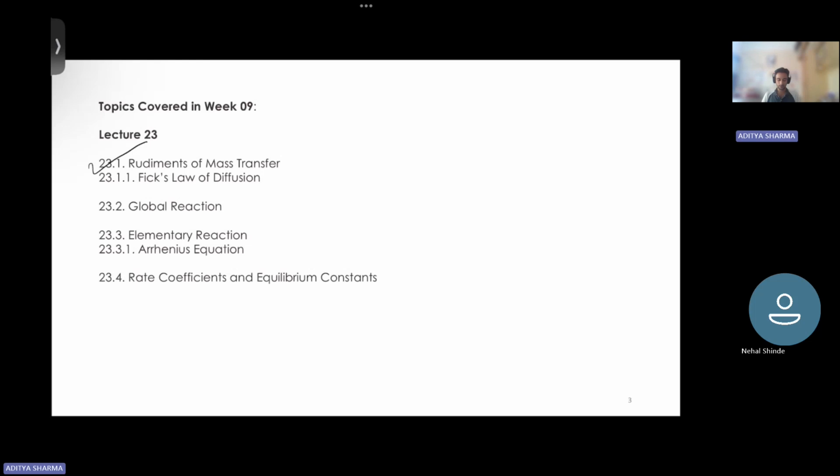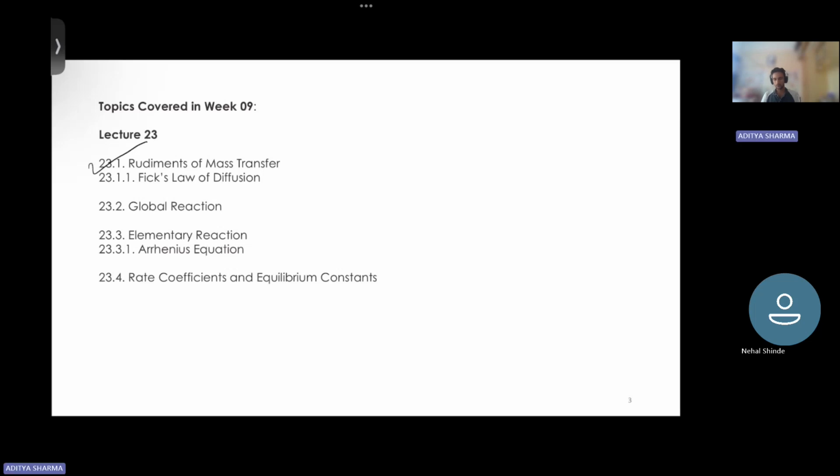So at present, I'll briefly discuss the topics. After that, we will move on to the conceptual questions and the numerical questions that will help you solve your assignments, right? Okay, so I was discussing this first heading, the rudiments of mass transfer. The whole theme of this week's discussion revolves around understanding your chemical reactions in detail, right?